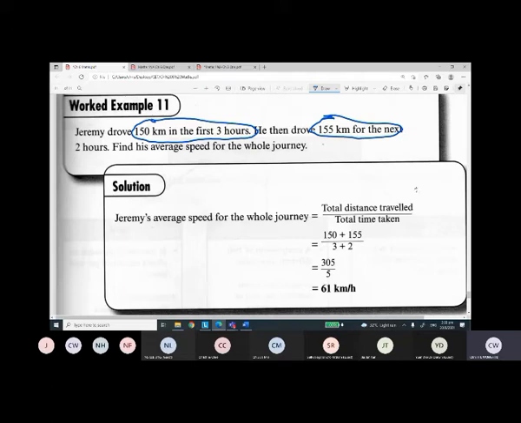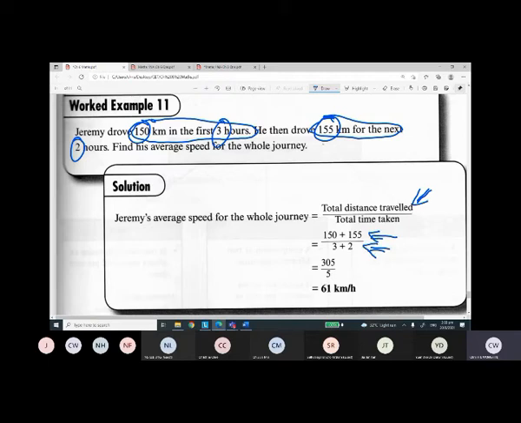So what they did was, number one, you find the total distance first. The total distance is 150 plus 155, right? That's what I can see here. 150 plus 155. This plus this. Then what is the time that you travel from A to B? He actually traveled, first of all, 3 hours, then he followed by 2 hours. So this is the time that he took altogether.